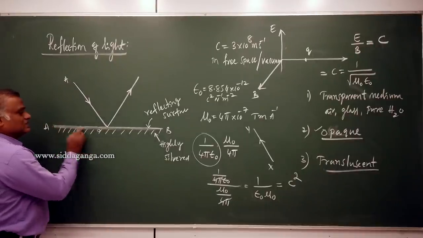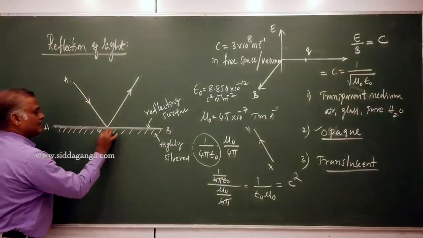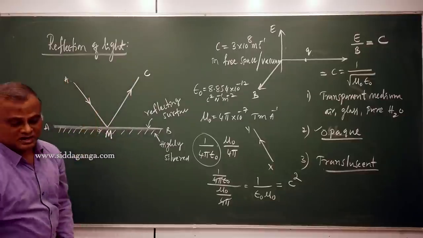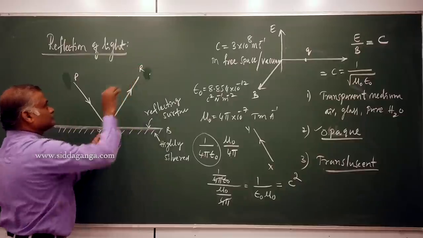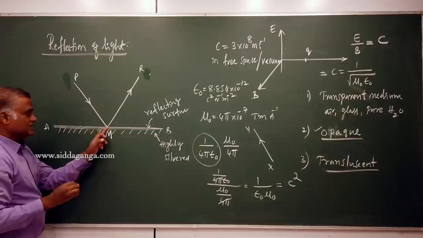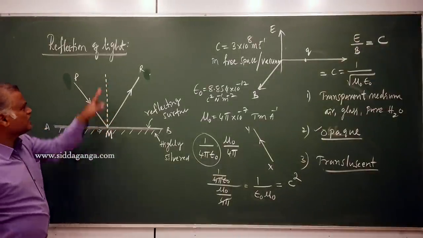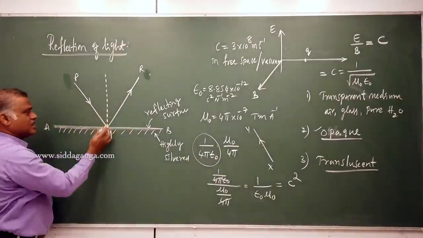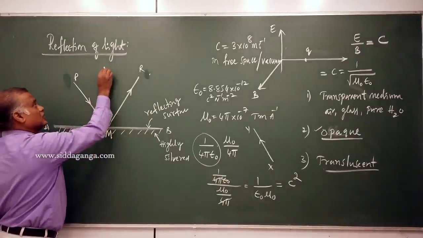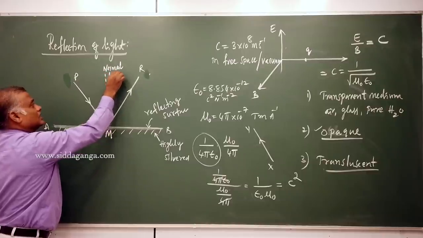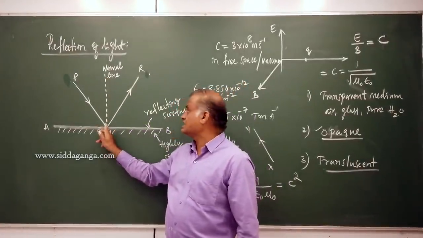Commonly, you can identify AB as a reflecting surface. Say P, M, R, whatever letters you like. At the point of incidence, a perpendicular line, usually drawn with a dotted mark, drawn to the surface at the point of incidence, we call that the normal line. A perpendicular line drawn at the point of incidence is called normal.